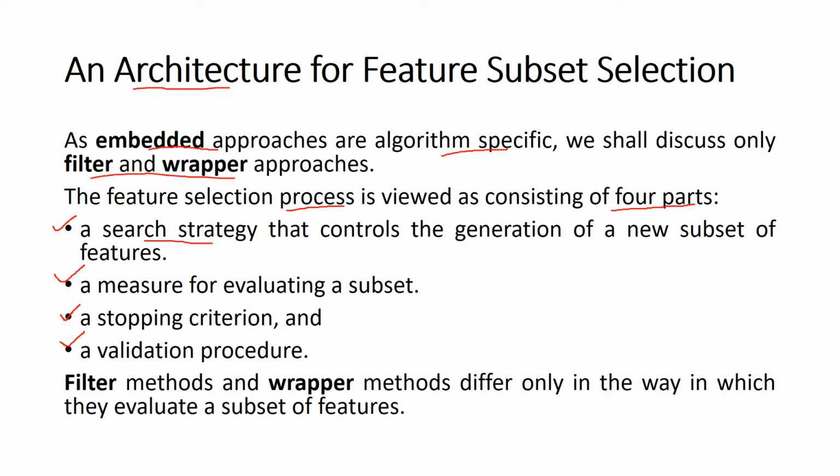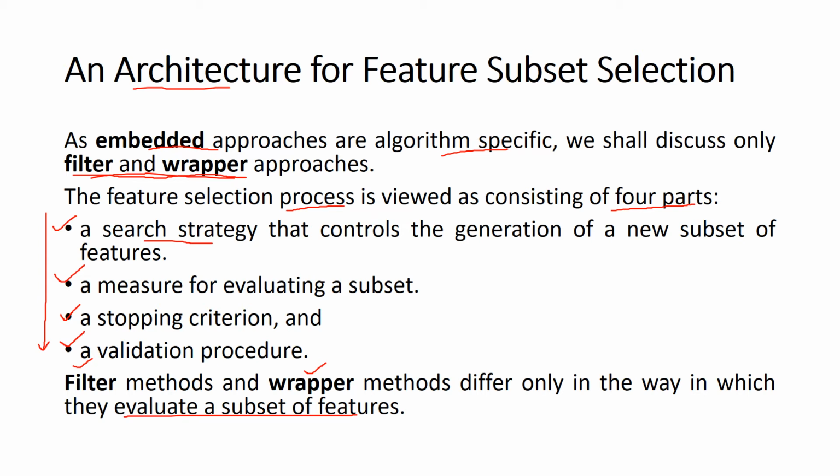So now if we have these four steps, the question is, are both the approaches, filter and wrapper, going to have the same steps, or are they going to have differences in the steps? Both the approaches, filter and wrapper methods, have the same four steps, except they differ in only one step, which is the evaluation of a subset of features. This is the only place where they differ. Otherwise, all the remaining steps are the same for both approaches.